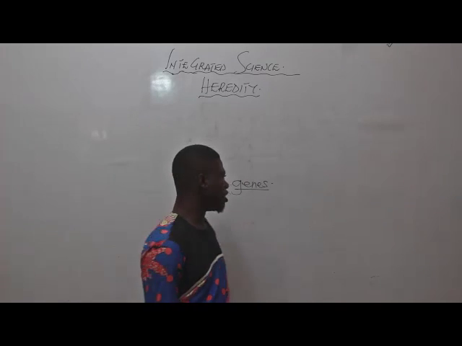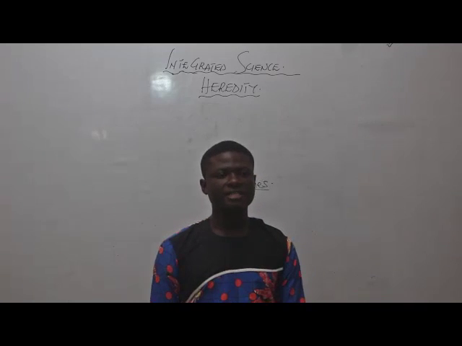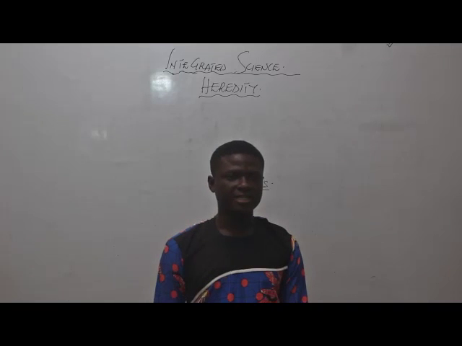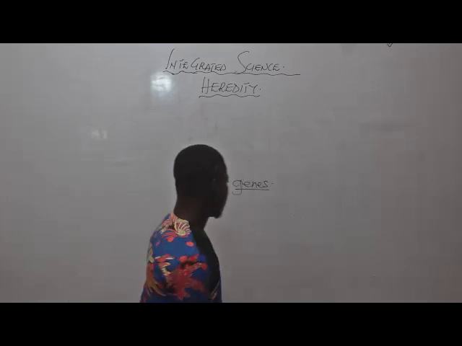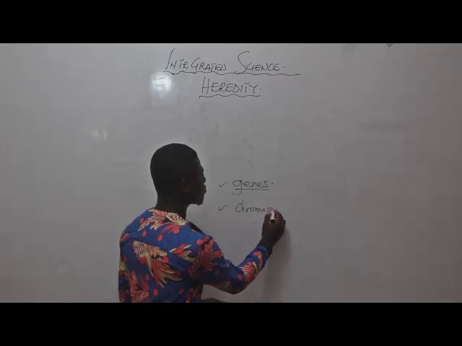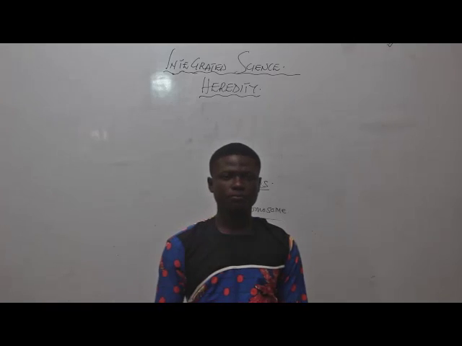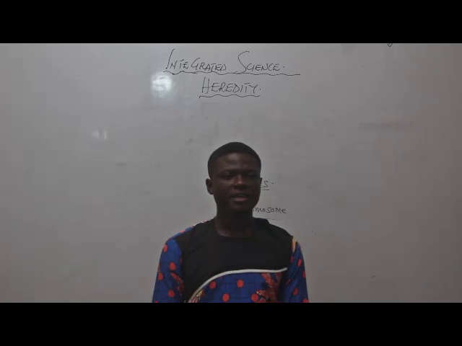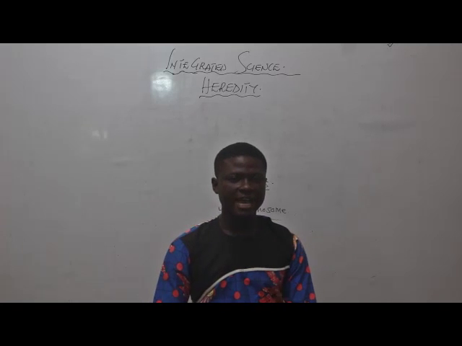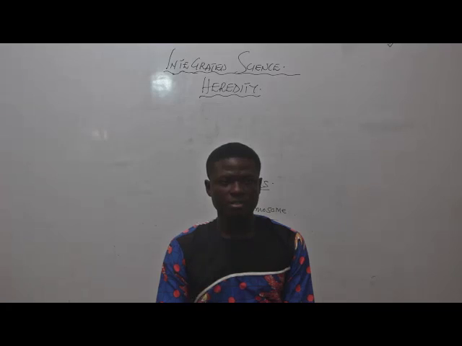We have what we call a gene. A gene is a single unit of heredity which forms part of the chromosome and its genetic materials. We also have another term called chromosome. A chromosome is a thread-like structure which contains the DNA and protein which occurs in eukaryotic cells.